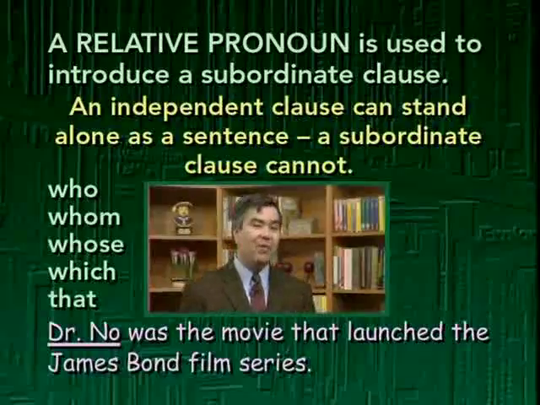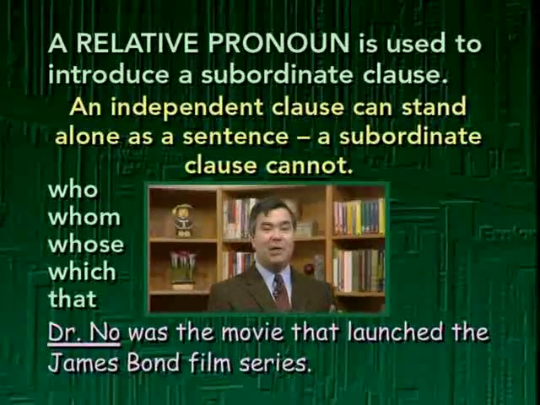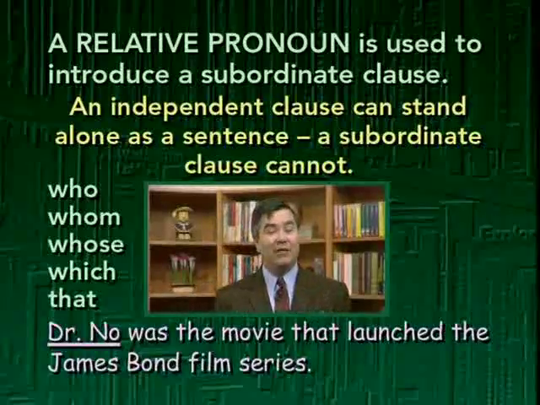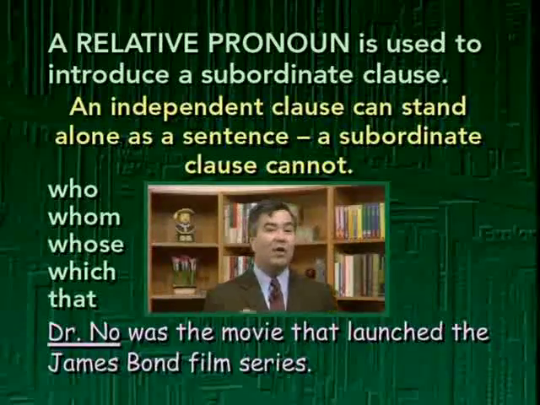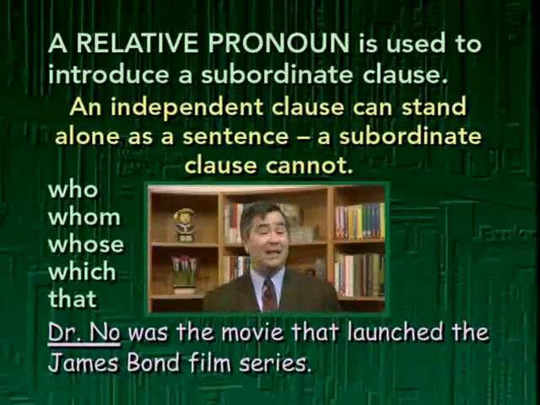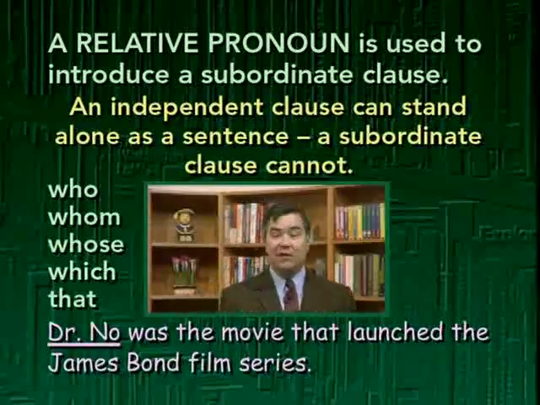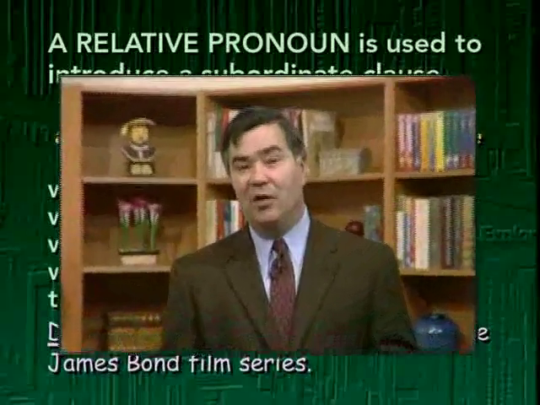So once again, we have a subordinate clause which is related to a specific noun that appears in the independent clause. The entire clause is a kind of a modifier, giving more information about that noun. So when you have a relative pronoun in a sentence, it is introducing a subordinate clause which acts as a modifier, giving more information about a noun that appears in the independent clause.